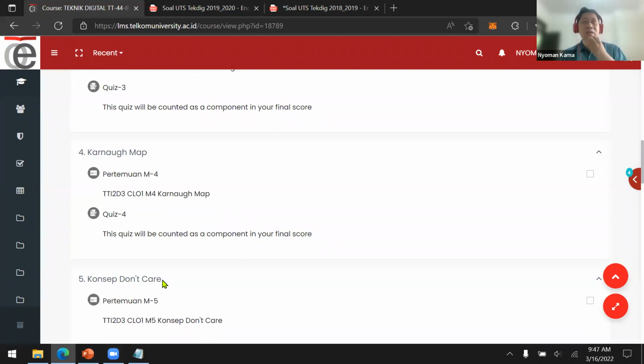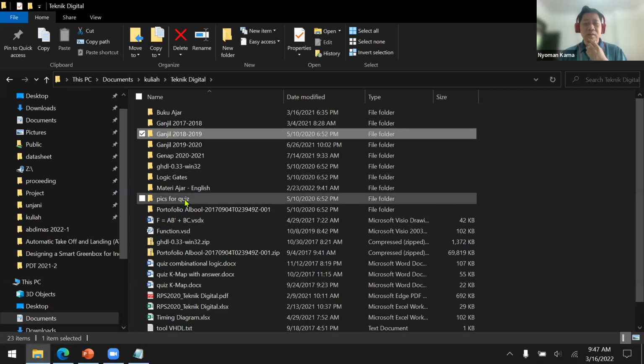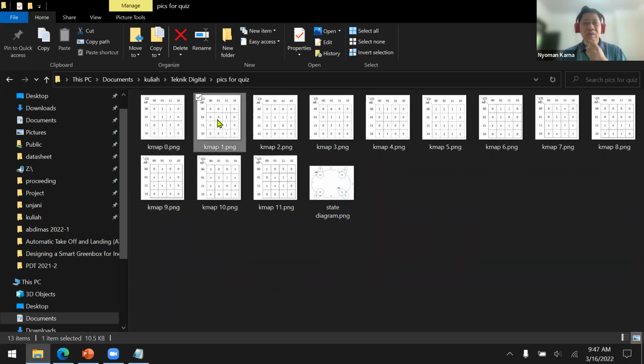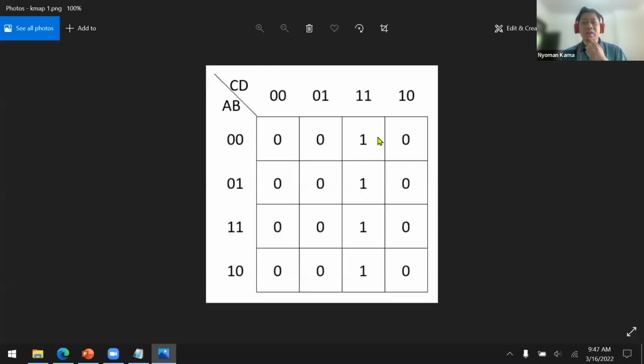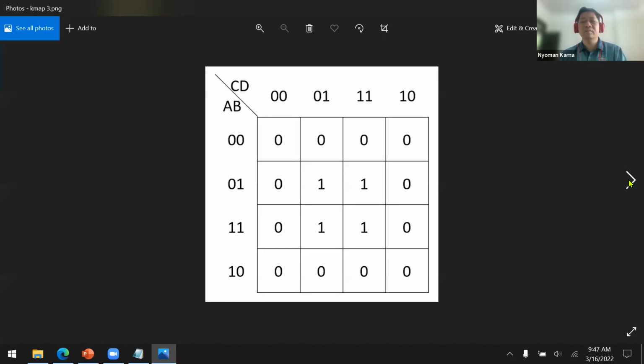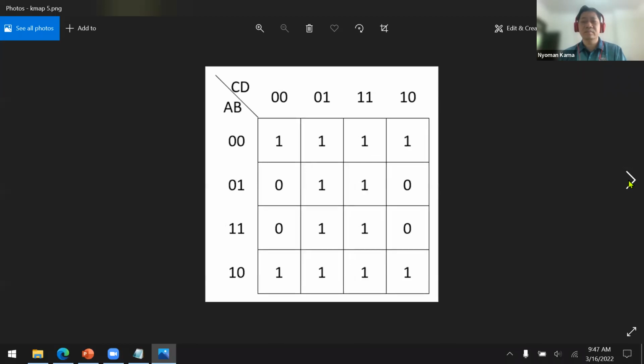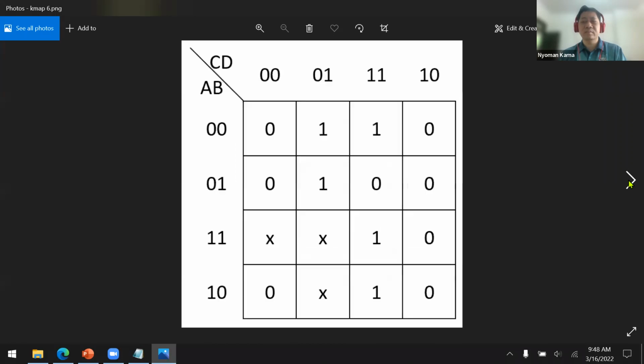Okay, if you are still confused about K-map, don't worry, because quiz number 4 is actually asking about how to simplify a function by using K-map. Something like this. First, create the group. Second, identify the group. This and this. That's all. Okay, now this one is for next week because there is a don't care in here.